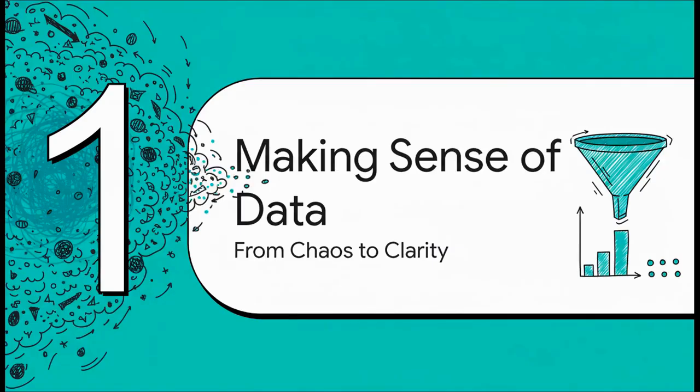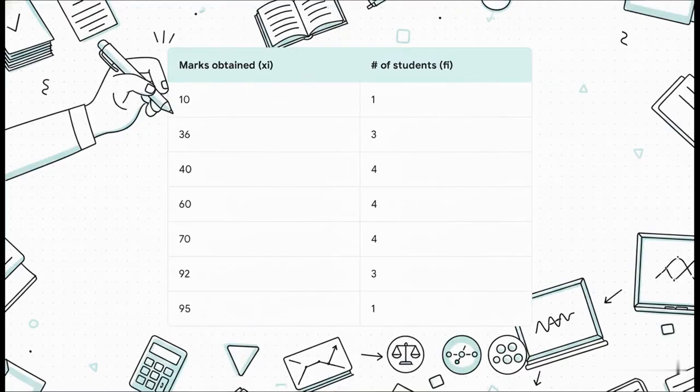So first things first, how in the world do we take a huge list of data points and boil it down into something we can actually understand? Just imagine you're a teacher and you've just graded 30 tests. This is what you've got. It's just a jumble of numbers.